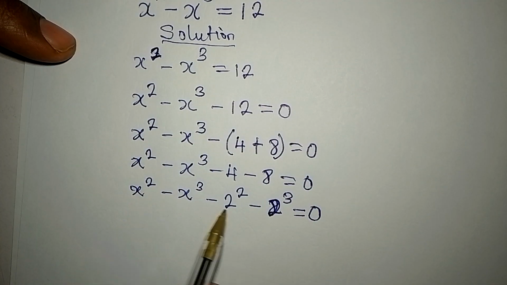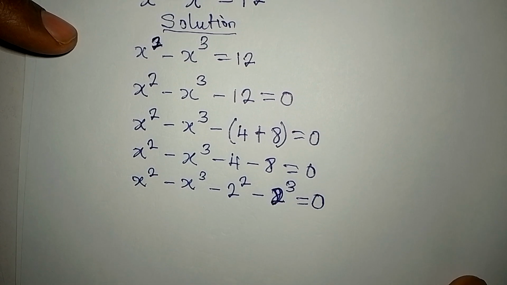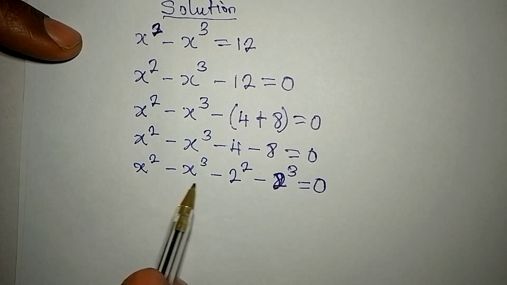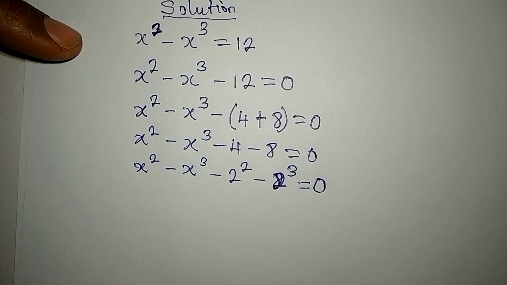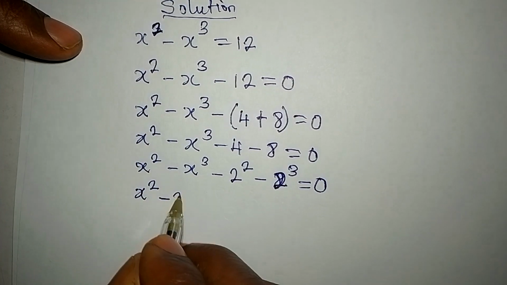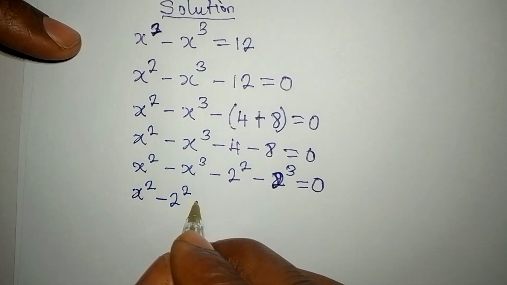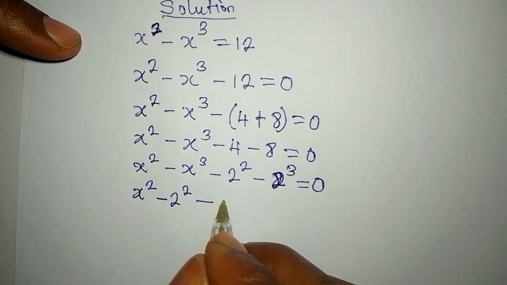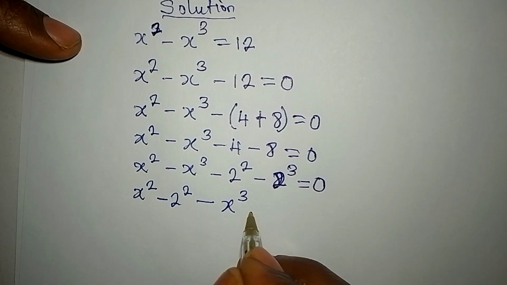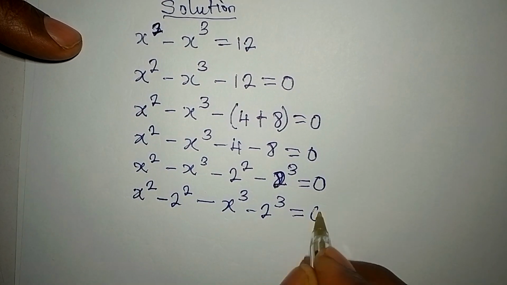So we have x squared, 2 squared, x to the power 3, 2 to the power 3. So we'll compare, or better still, bring these terms together. So we have x squared first, then minus 2 squared, then minus x to the power of 3, then minus 2 to the power of 3. This is equal to 0.